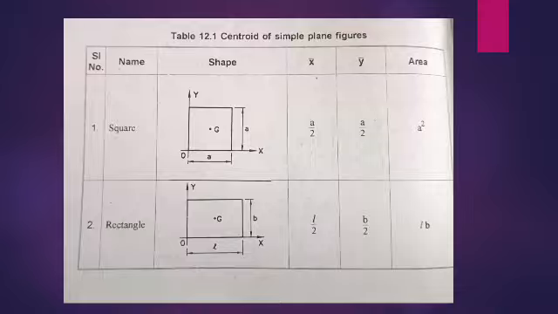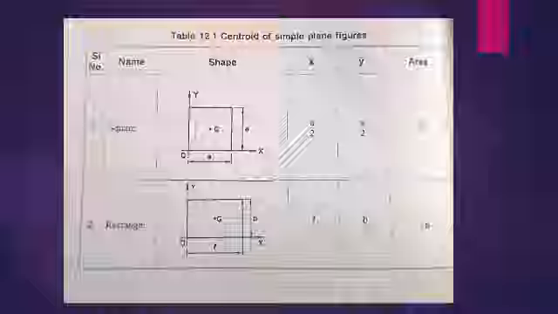If we are going to calculate the x bar and y bar value, x bar represents the centroid along the x-axis and y bar represents the centroid along the y-axis. For a square, both x bar and y bar are equal. The value is equal to a by 2 because all the four sides are equal. Therefore, the formula is a by 2. Then area formula, we know that the area of a square is a square.